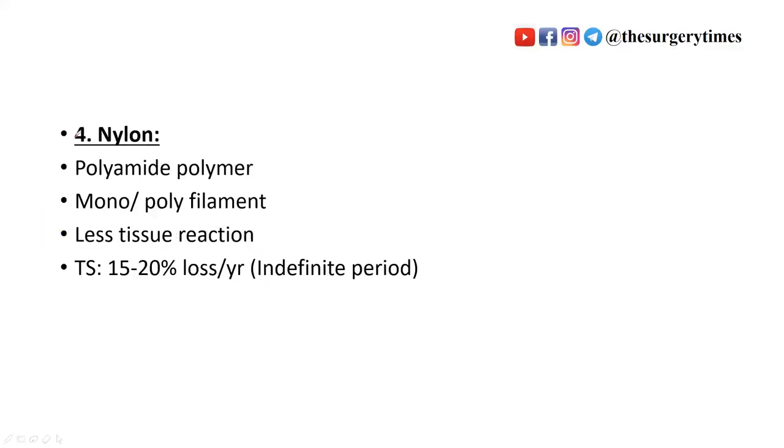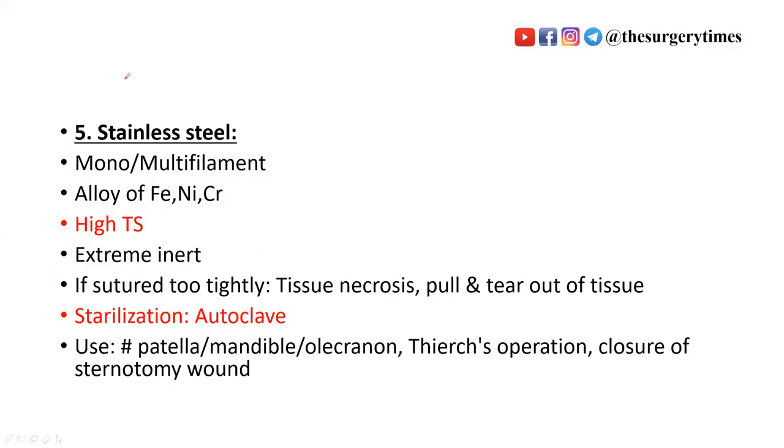Now next one is nylon, otherwise called polyamide polymer. Less tissue reaction, and tensile strength is not important because it is already indefinite period. All are non-absorbable. And now next is stainless steel.